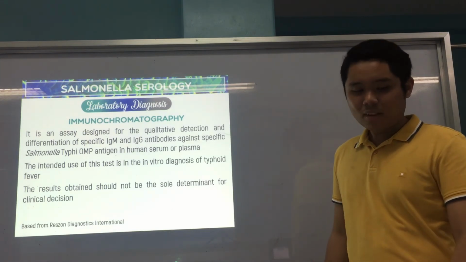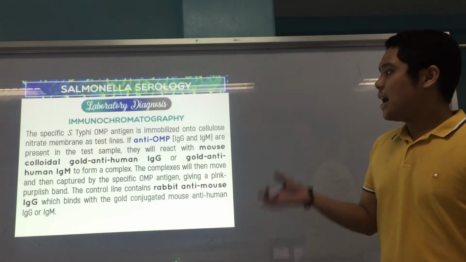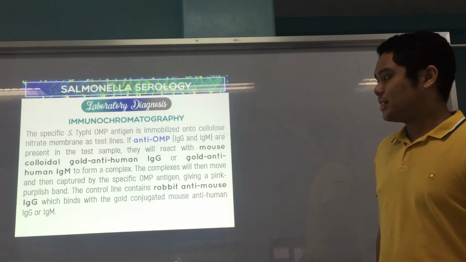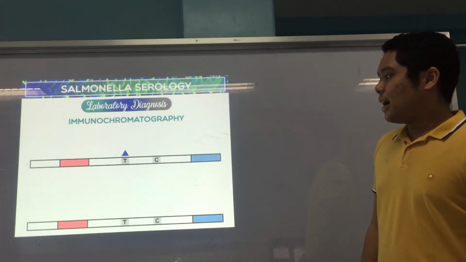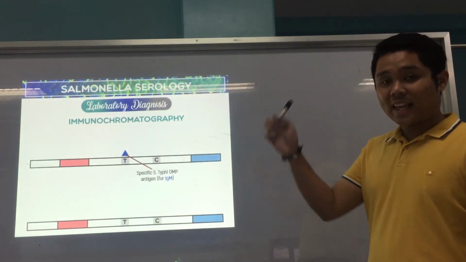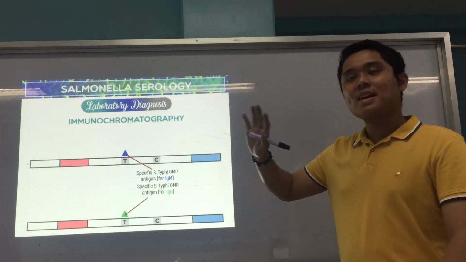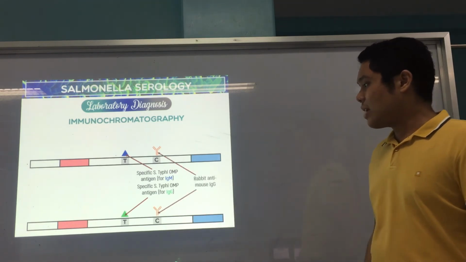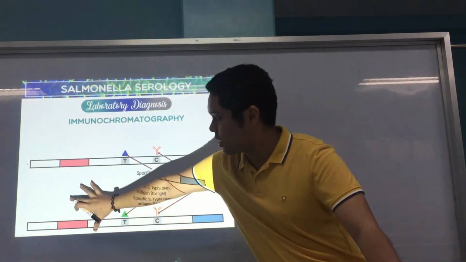Alright. So for immunochromatography, again, specific S. typhi OMP antigen is immobilized onto a cellulose nitrate membrane, and then you're looking for anti-OMP. For the drawing, to make it easier to understand, the OMP antigen is immobilized in your test system or in the test band, okay? So for IgG, IgM and IgG are different, okay? And then, of course, the control line contains rabbit anti-mouse IgG, which serves as the capture.